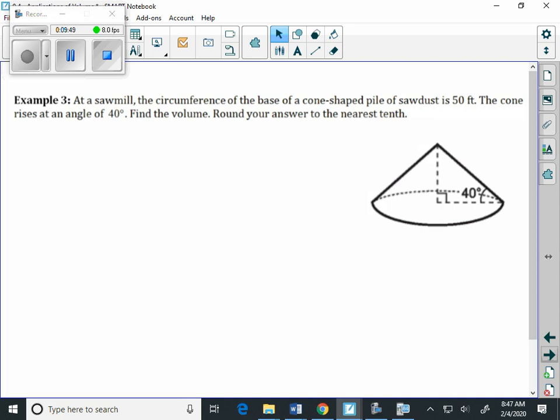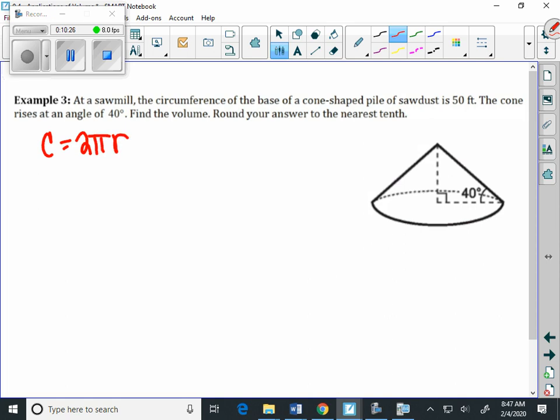The only thing that I don't like about the question is I wish that it said the cone rises at an angle of elevation of 40 degrees, because I think the angle of elevation might tip you off that we need to go back and use our sine, cosine, or tangent to figure out info in this problem. We do know that the circumference of this is 50 feet. So we're going to start with that, and we've got our circumference formula on our paper. Looking at our reference paper, circumference is 2 times pi times r.